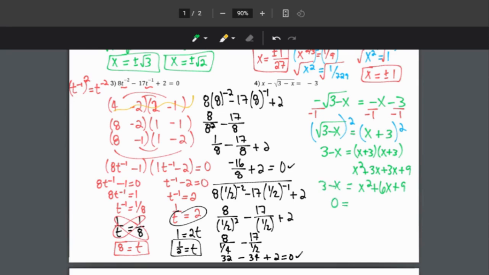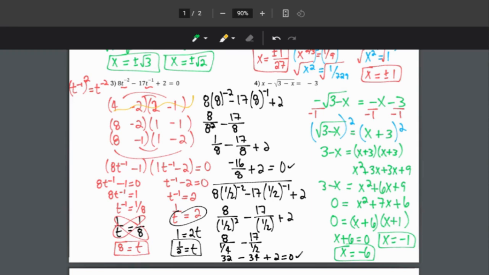So as you can see, we have a quadratic, and if we were to subtract 3 and add x to both sides, we get x squared plus 7x plus 6. And this is factorable, so x plus 6 and x plus 1 give me my solutions of negative 1 and negative 6.